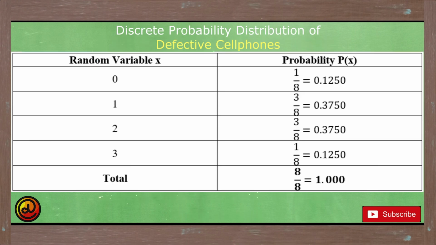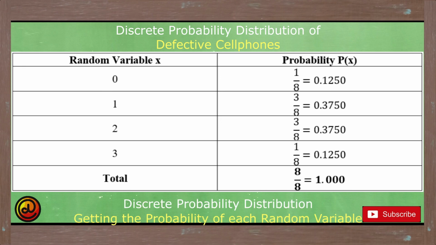To continue, let's now have the second table. This is what we call the discrete probability distribution. When we say the discrete probability distribution, the probability mass function consists of the values a random variable can assume and the corresponding probabilities of the values. In other words, we are getting the probabilities of each random variable. Let's have this table as the discrete probability distribution of defective cell phones.